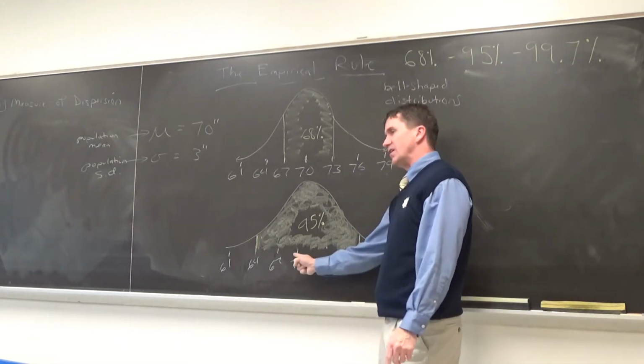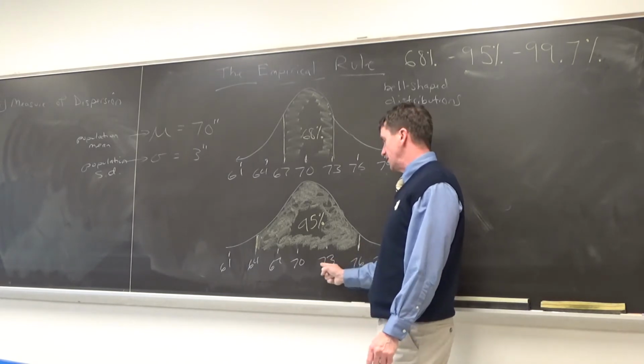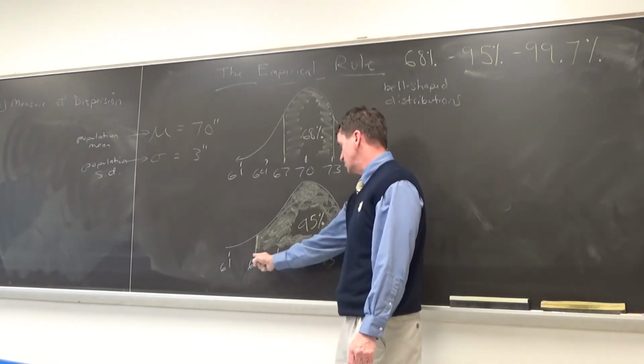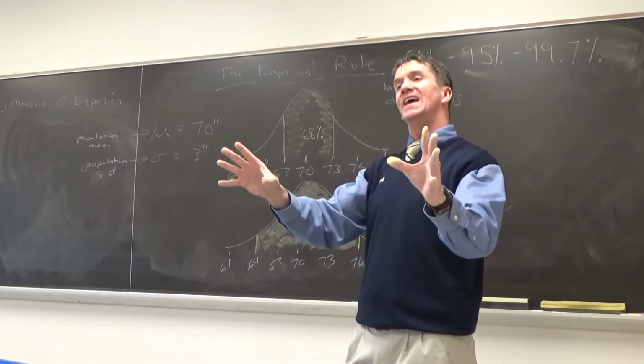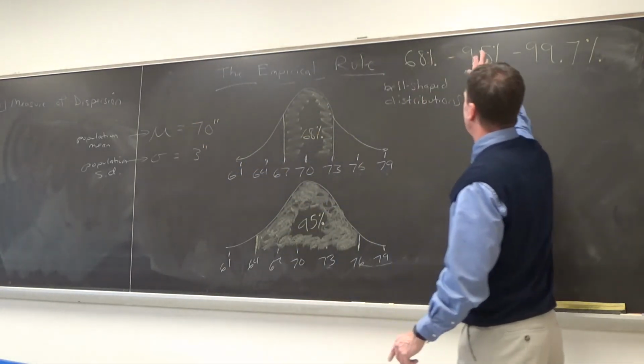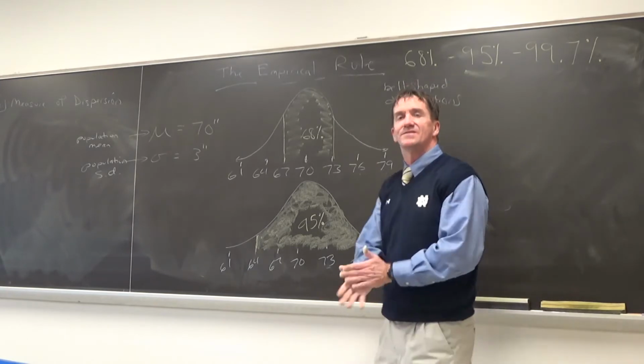And that was 1 standard deviation above the mean. That was 2 standard deviations above the mean. This was 1 standard deviation below the mean. That was 2 standard deviations below the mean. But 95% of data is within 2 standard deviations of the mean.